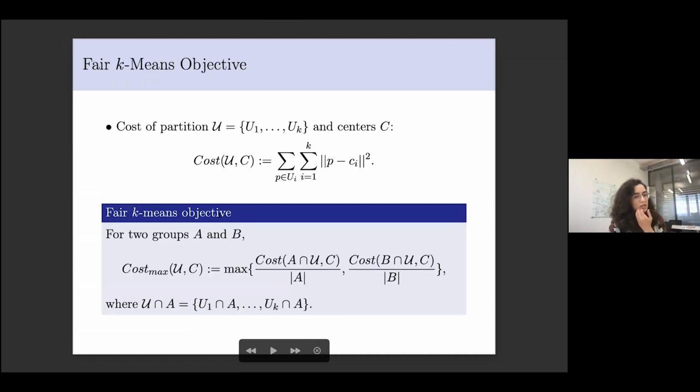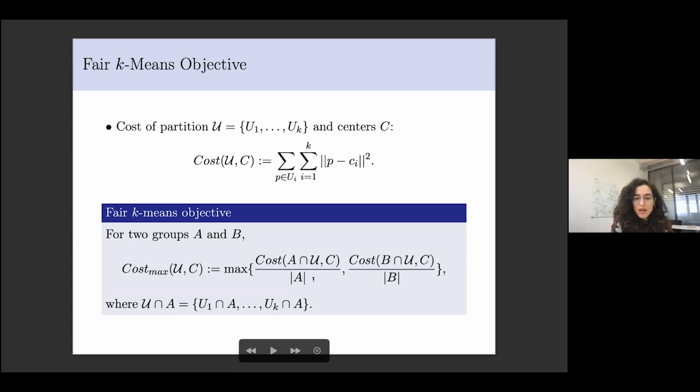Okay, now using this definition of cost, we define the fair k-means objective as the maximum average clustering cost across different demographic groups. So for the sake of simplicity, for now, I assume that I have 2 demographic groups in my data. Later on, I will show how our results can be generalized to M demographic groups. So for now, let's assume that you have demographic group A and demographic group B.